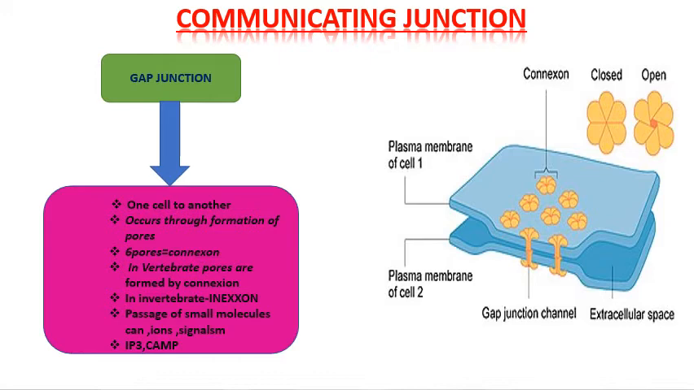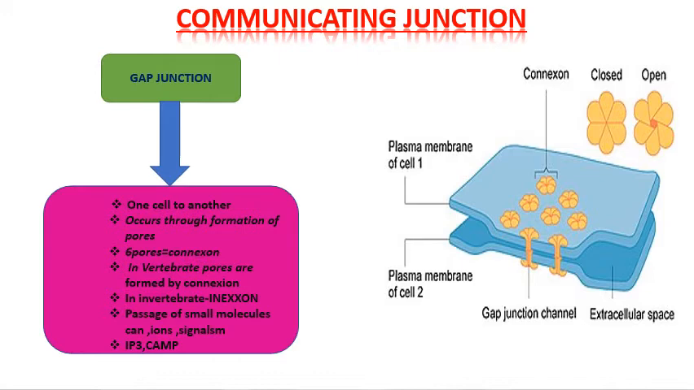This is the closed view of the pore, and this is the open view of the pore, and you can see the plasma membrane of one cell, and this is the plasma membrane of another cell, where they are the gap junction channel. This is the extracellular space.